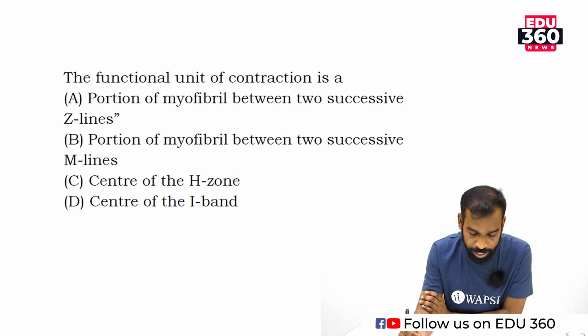That is option A. The portion of myofibril between two successive M lines, and the center of the H zone, that is option C, and the center of the I band, that is option D. So from the given options, option A is the correct answer. I already told you that the portion of myofibril between two successive Z lines is the correct answer.